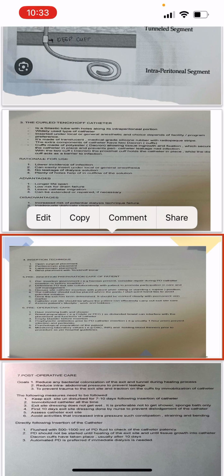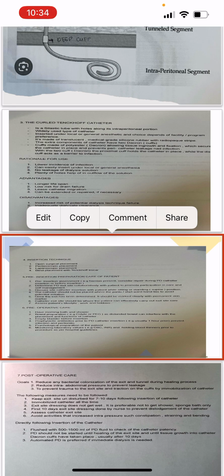Insertion techniques include open surgical placement, peritoneoscopic, laparoscopic, and blind placement with a Tenckhoff trocar. Pre-insertion preparation of patients: we have to assess the client for hernia, and if present, consider repair during PD catheter insertion or before insertion. We also have to assess patient participation in care and self-management, and discuss the catheter insertion with the patient.